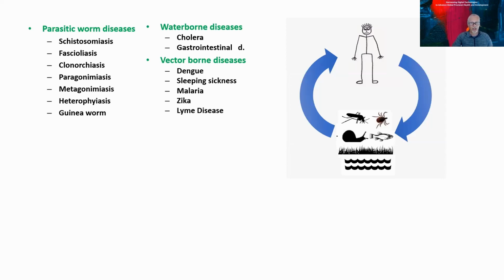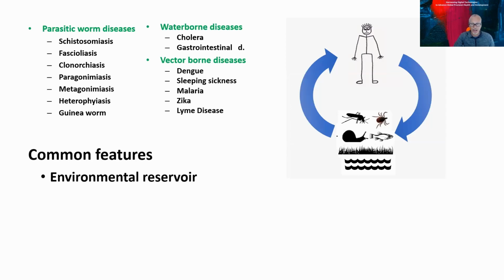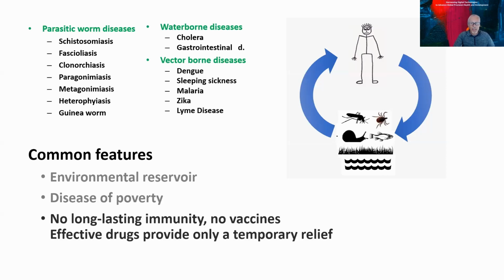three features. They have an environmental component in their transmission cycle, whether a free-living stage of a parasite or an animal reservoir. For these diseases, contagion occurs through infected bites, for instance, from a vector such as mosquitoes or a tick, or simply by stepping into contaminated soil or water. They are also diseases of poverty, affecting disproportionately populations with limited access to resources and healthcare. And they generally do not trigger long-lasting immunity.